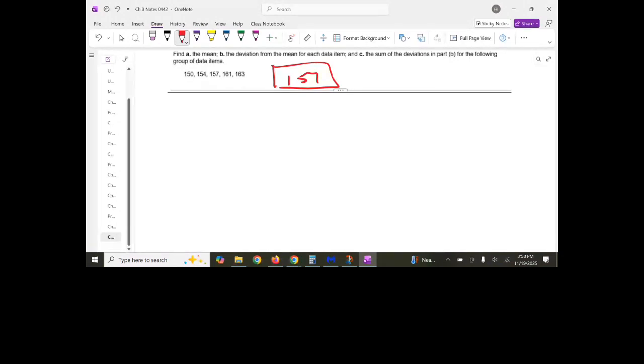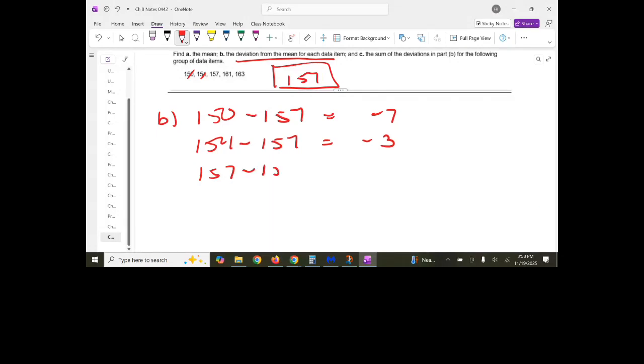So y'all, for part A, we found the mean. Part B, we're going to find the deviation. So we're going to go like this. 150 minus 157, negative 7. We did this one. 154 minus 157, negative 3. We did that one. 157 minus 157, 0. 161 minus 157 should be 4. 163 minus 157 should be 6.